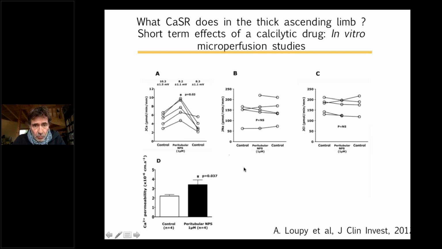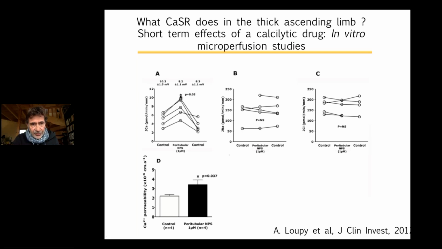About 10 years ago, we were able to measure the function of the calcium sensing receptor in the thick ascending limb, and we were able to show, using isolated perfused thick ascending limb, that inhibitors of the calcium sensing receptor are responsible for higher calcium reabsorption.